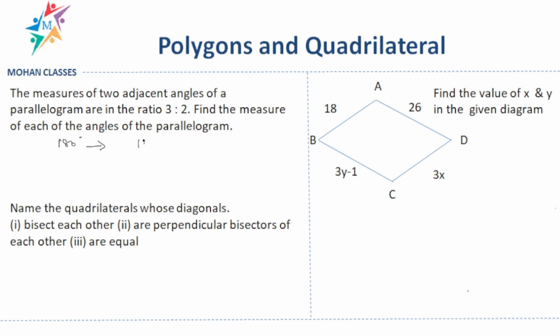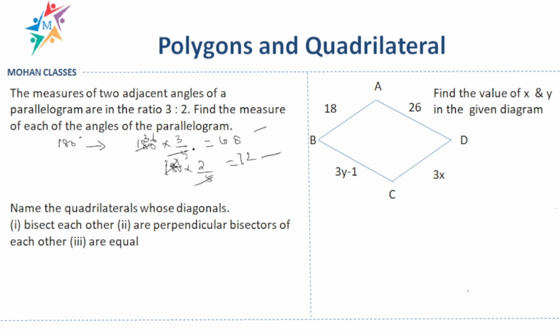That means 180 into 3 divided by 5. What will you get? 3 fives are 15, 6, 36. So 108, right? What about the other? 180 into 2 by 5. What will you get? 72, right? So total 180 degrees. So one angle should be 108 and the other one is 72.